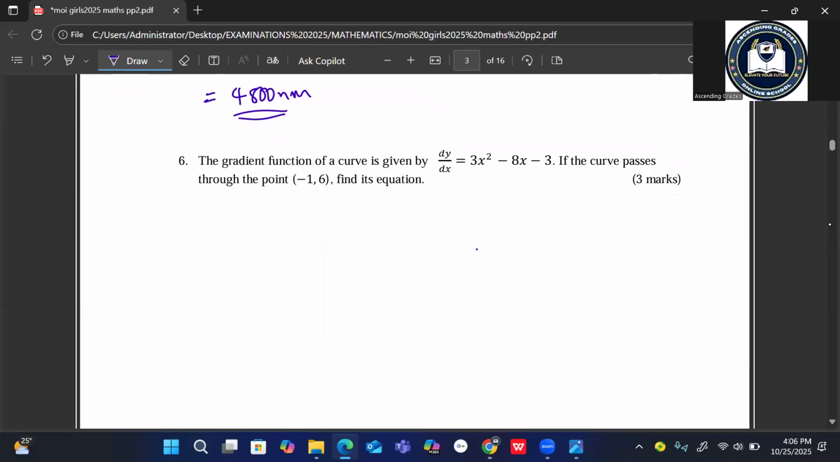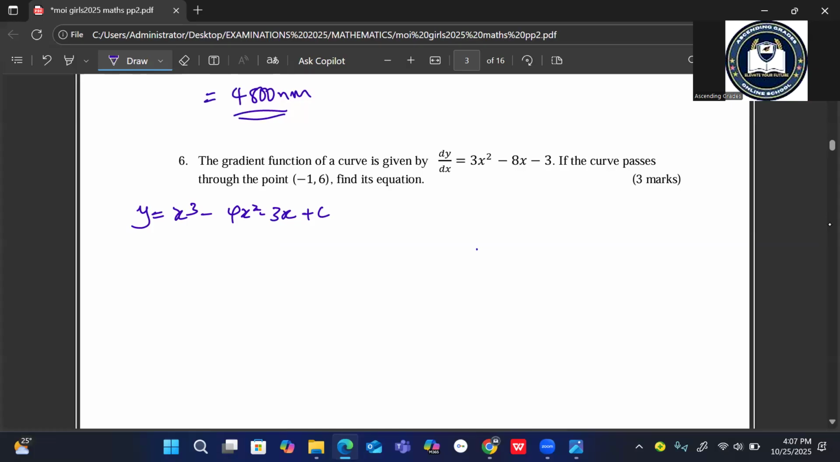Now, dy/dx is 3x squared minus 8x minus 3. So that means y is going to be x cubed minus 4x squared minus 3x plus c.